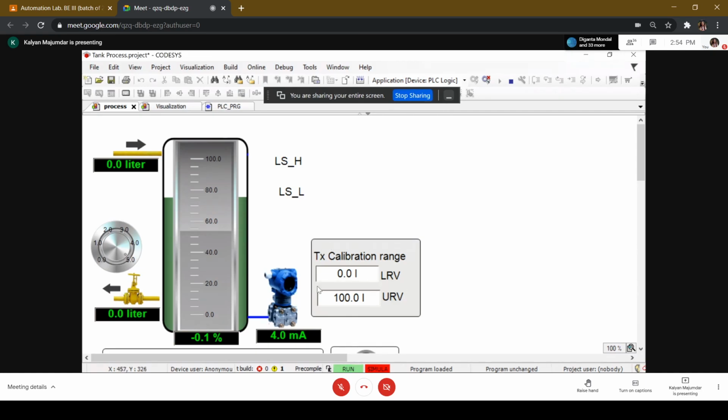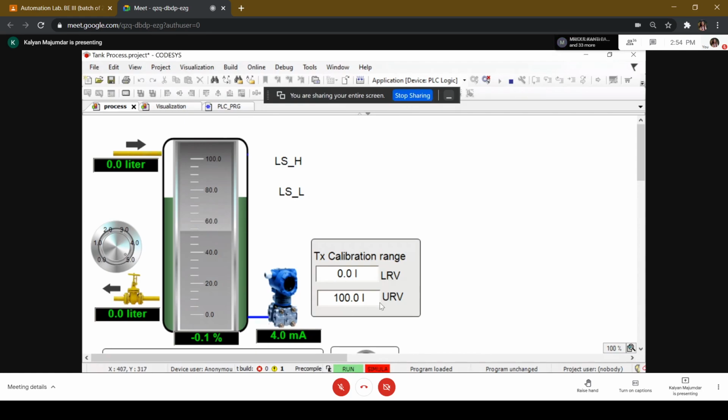As you can see, calibration range, LRV stands for low range value. Here you specify what is the level that will produce a 4 milliampere output, or what is the level that you consider as the 0% level. And similarly, the upper range value is what is the level that you consider as the 100% level.